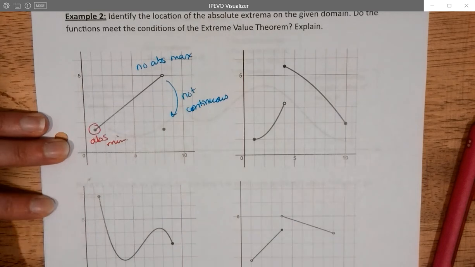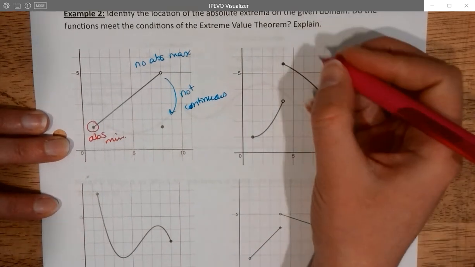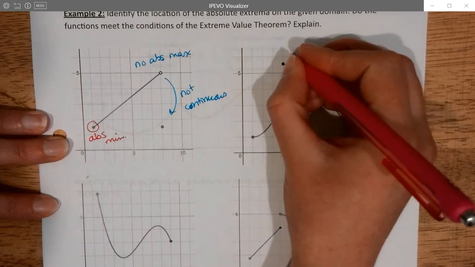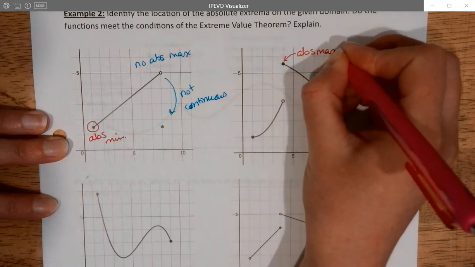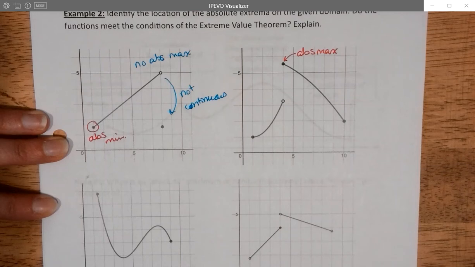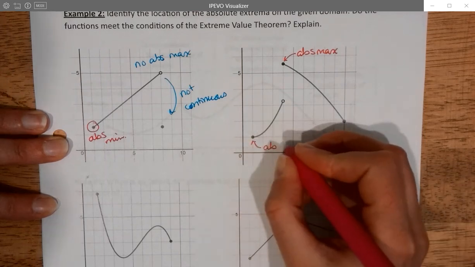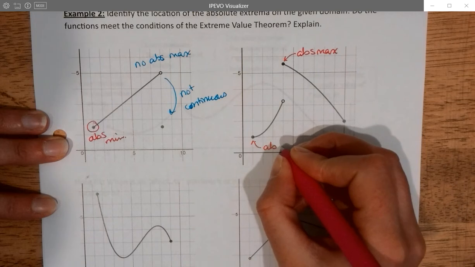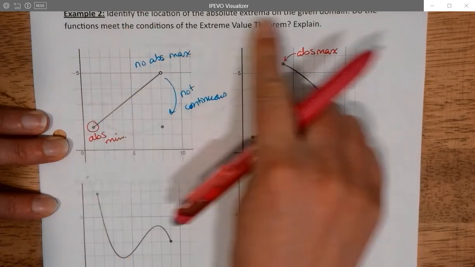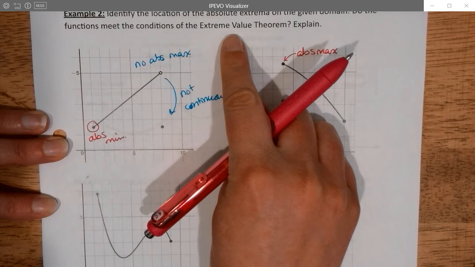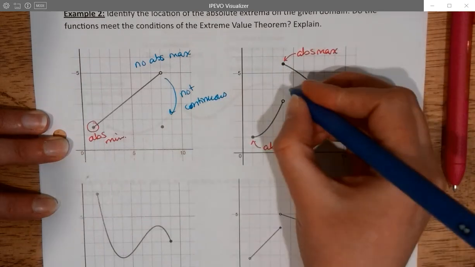Okay, if I look at the next graph, this one does happen to have an absolute max. And it does happen to have an absolute min. These are just the highest and lowest y values. It achieves them. So I've identified the locations. Does the function satisfy the conditions of the extreme value theorem? No, it does not. It is not continuous.